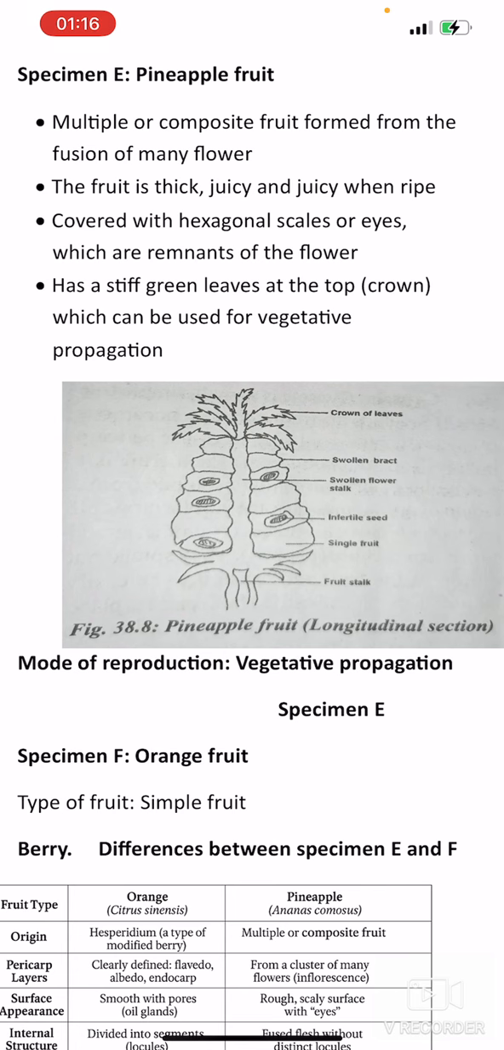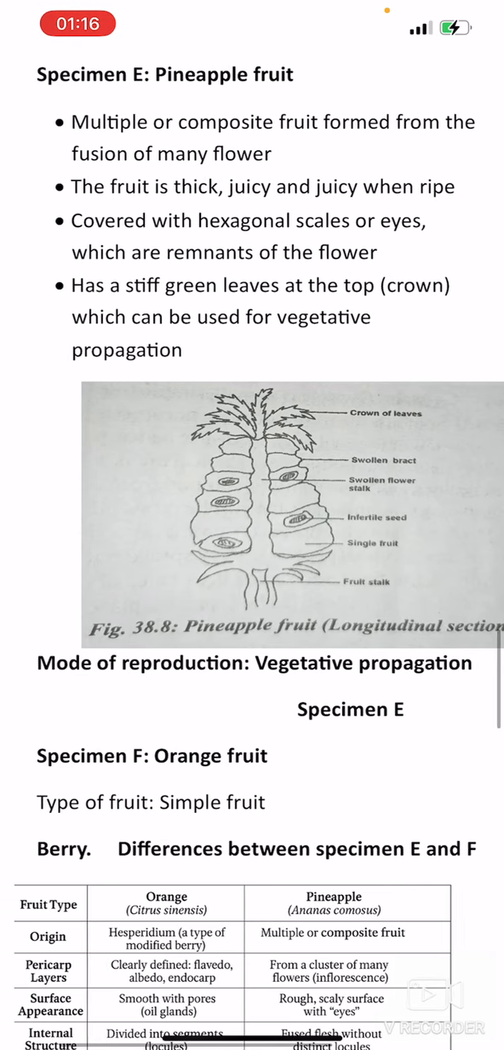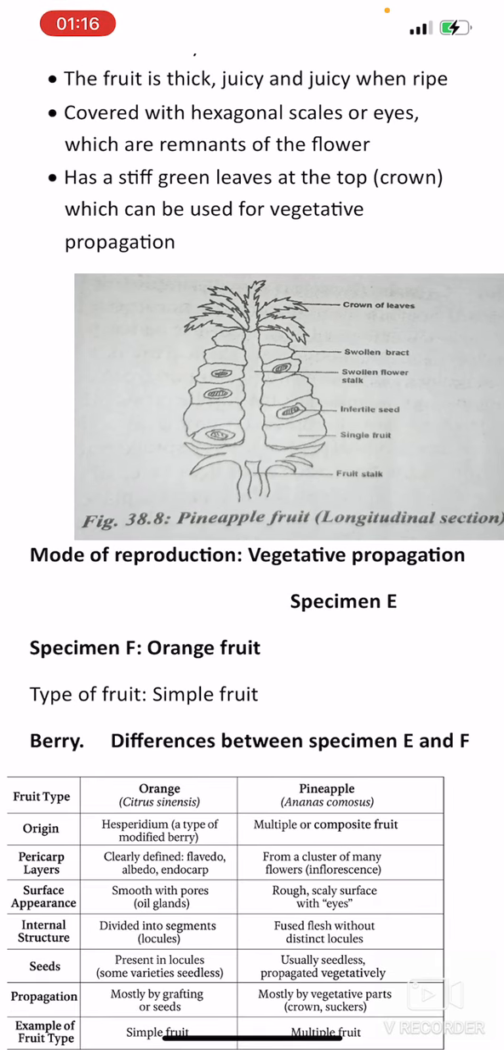Now specimen F. Specimen F is orange fruit. It is a simple fruit compared to the pineapple that is a multiple fruit. So that's one of the differences, and it's also a berry, while pineapple is sorosis. So you can know those are some of the differences. I just decided not to put some of these things there, but you have to read ahead too about the orange. They are rich in vitamin C. That's the main vitamin that they are rich in.